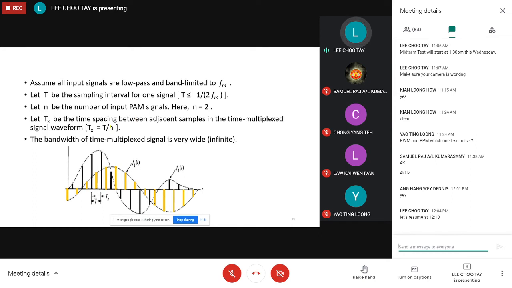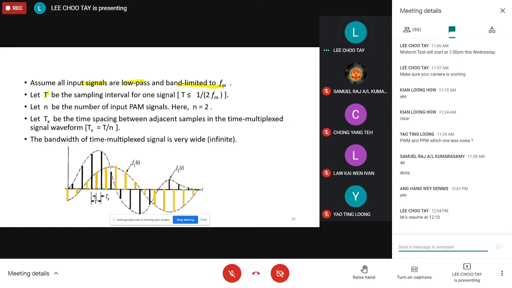Okay. So let's make some analysis here. In this case, let's assume all input signals are low pass, meaning they are baseband signals and band limited to fm. That means the highest frequency component in both signals is fm. And then let T be our sampling interval for one signal. And this T, again, 1 over T will give you your Fs, your sampling rate. So T is your sampling duration for one signal.